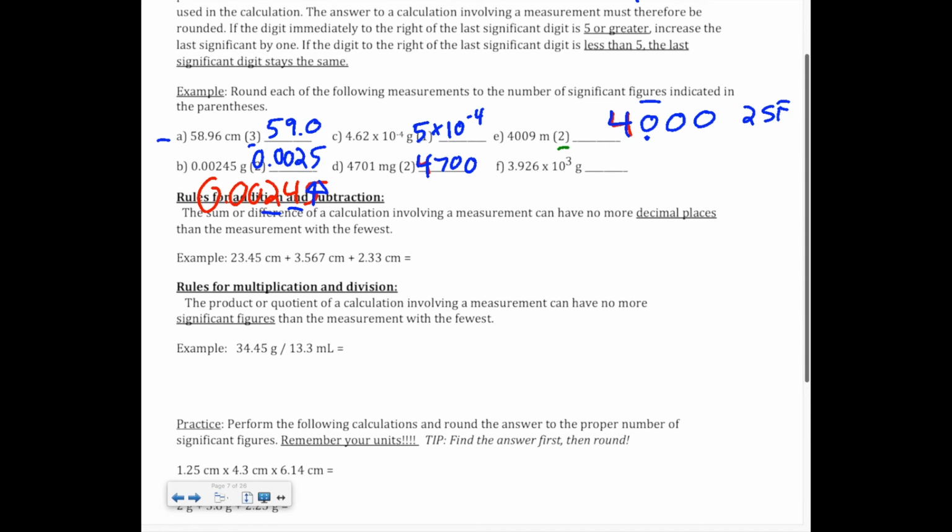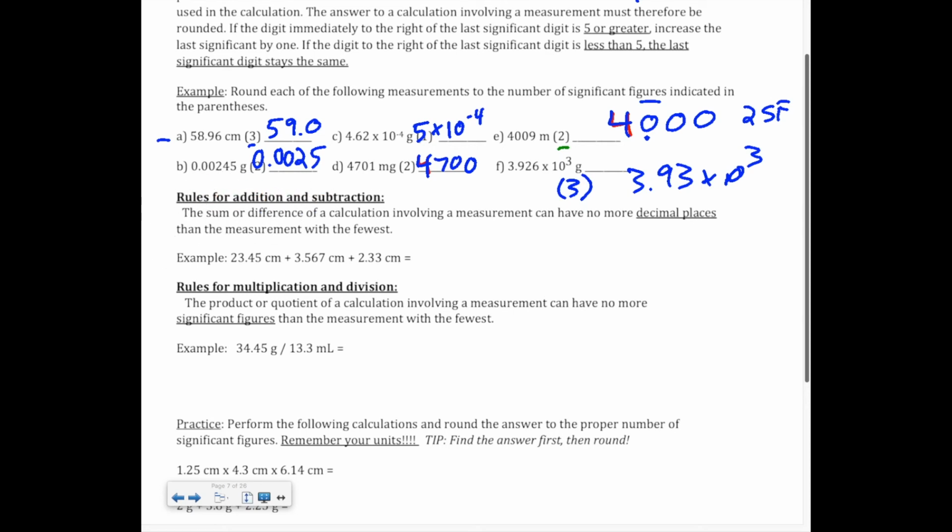And then this last one does not tell you which one to round to, but let's go ahead and round it to 3 sig figs. So let's call it 3.93 times 10 to the third. Okie dokie.